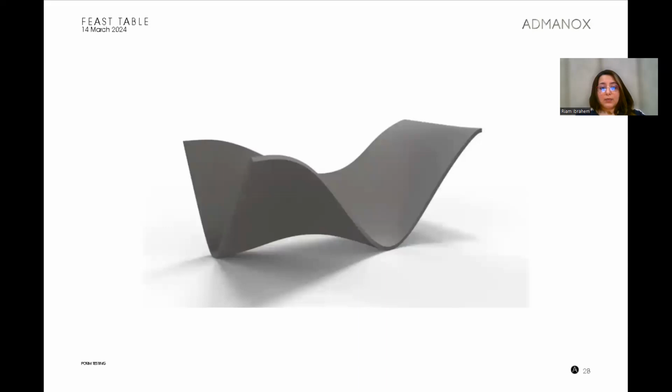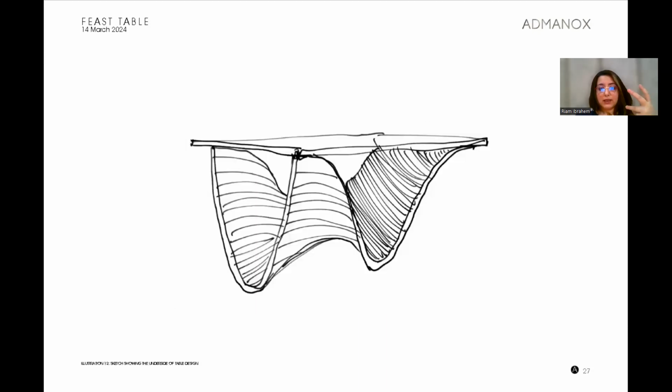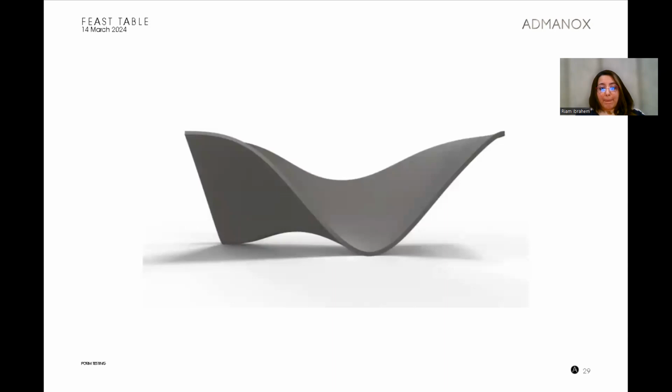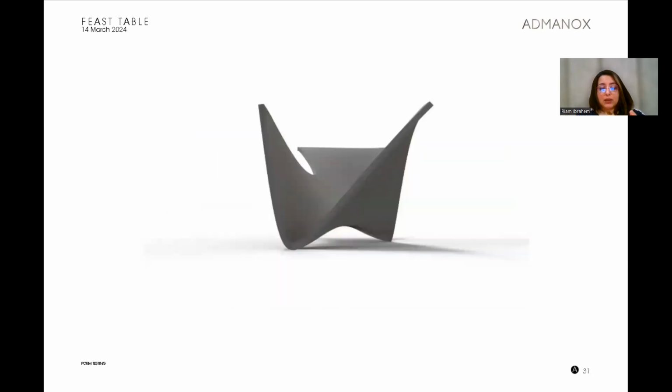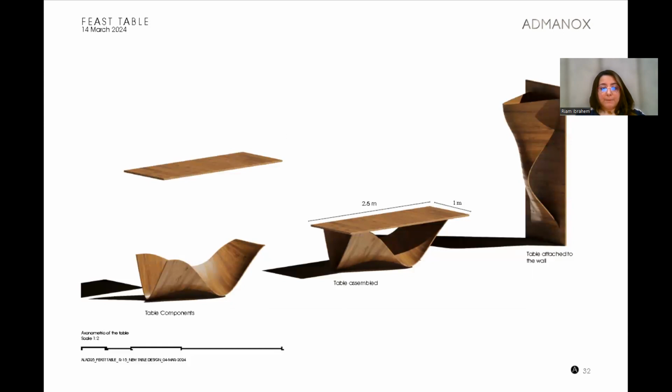This was form testing at the beginning, where I was trying to make it twisted like the sketch, to make enough leg room, basically, because in the first three options that I proposed, there was not enough leg room, and that's how it transformed the table. As you see here, this is what I presented last review, where this is the table components, top and bottom, and then the table assembled, and then the table attached to the wall as if it's a lamp or something beautiful in the room.